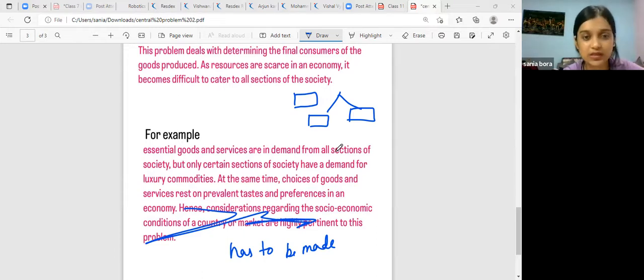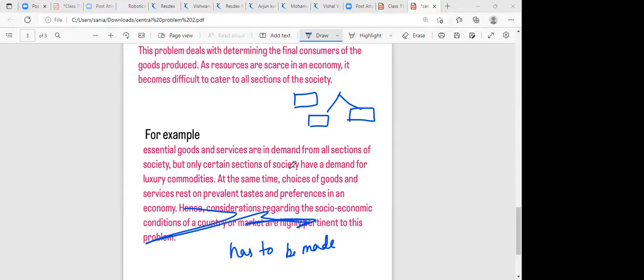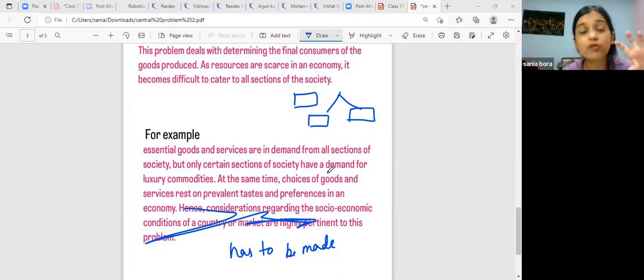Essential goods everyone needs, right? But a certain section of society has demand for luxury commodities. Only a few people demand luxury commodities. At the same time, the choice of goods and services rests on prevalent taste and preferences. For example, maybe I am a rich person, but I don't like a luxury bag, right? So it depends on taste and preferences as well.